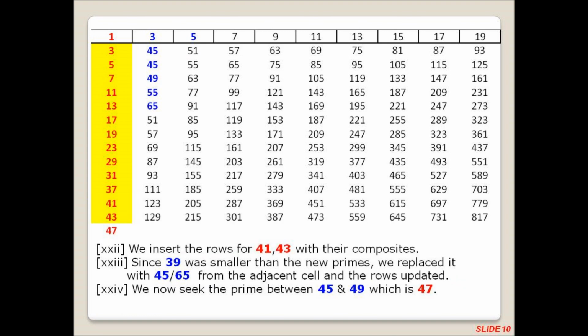We insert the rows for 41 and 43 with their composites. Since 39 was smaller than the new primes, we replaced it with 45 and 65 from the adjacent cell and the rows updated. We now seek the prime between 45 and 49, which is 47.